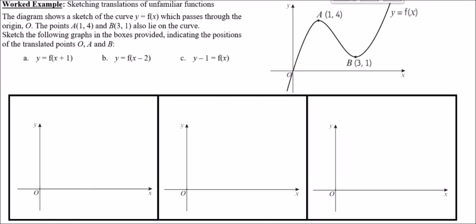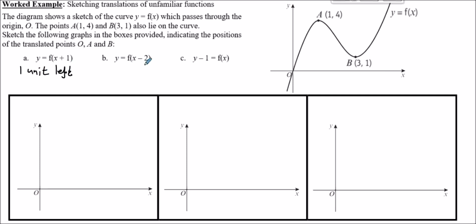So before we try anything, let's just remind ourselves and think, what would f of x plus 1 do to f of x? The change has occurred inside the brackets, so it's going to affect the x coordinates in an opposite to common sense way. So the x coordinates, instead of adding 1 to them, we're going to take 1 away. So we're going to subtract 1 from each x value. We're going to essentially move the graph 1 unit to the left.